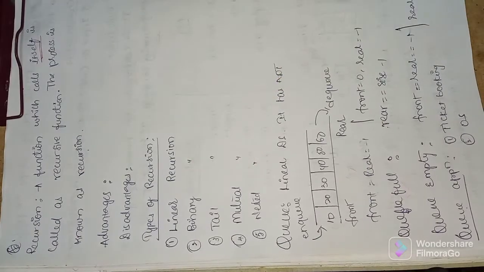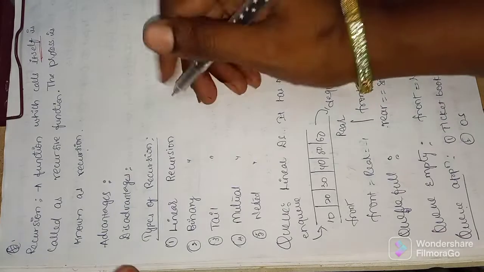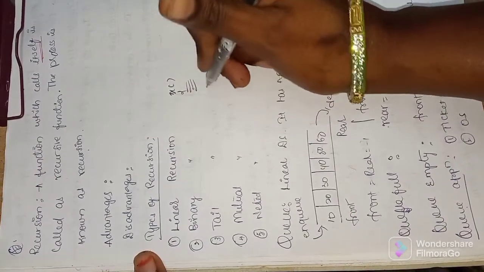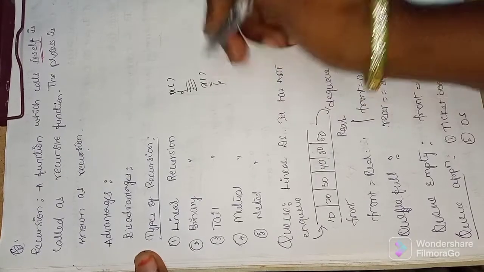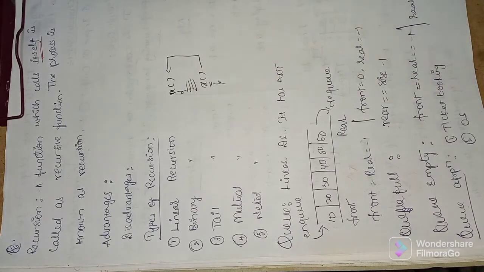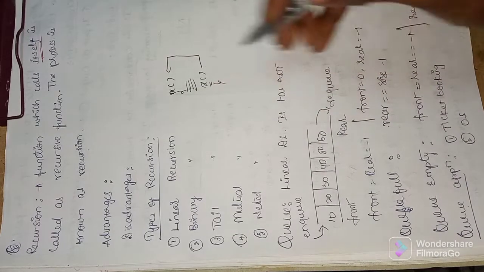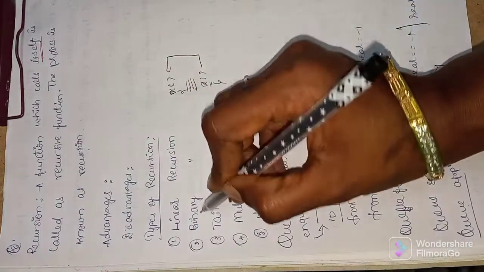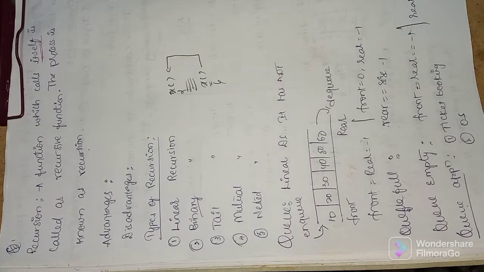In linear recursion, for example, I am calling a function x. Now in that I call the same function x. Now this function is going to call this function. This is called linear recursion. That means one after the other, if you are executing the same function, we call it linear recursion.